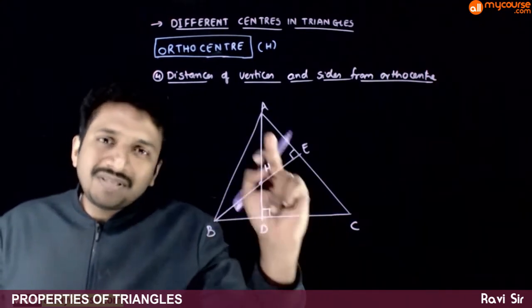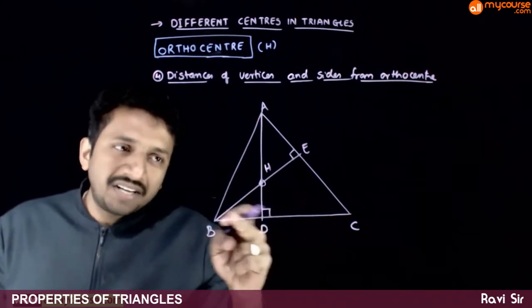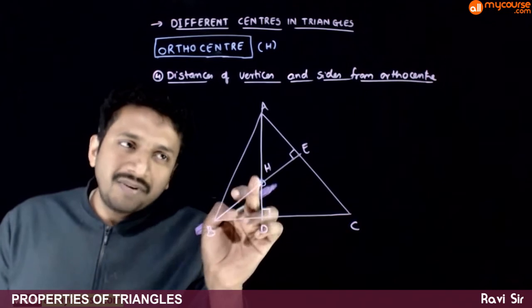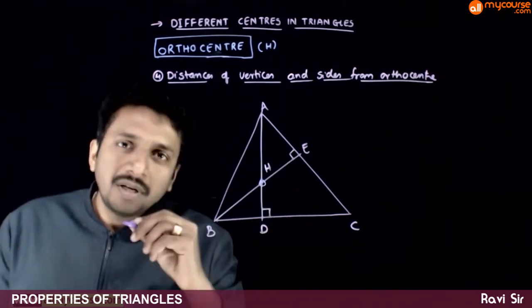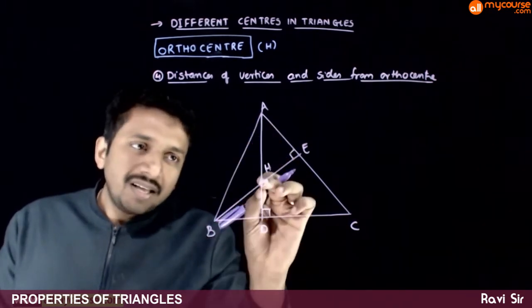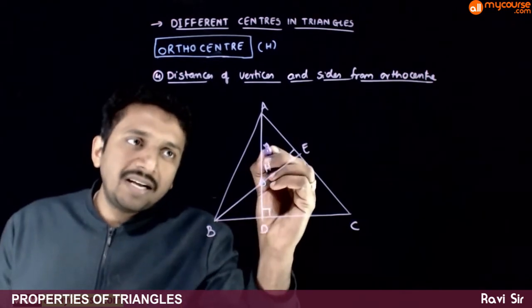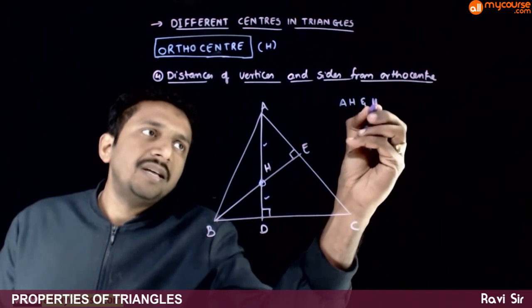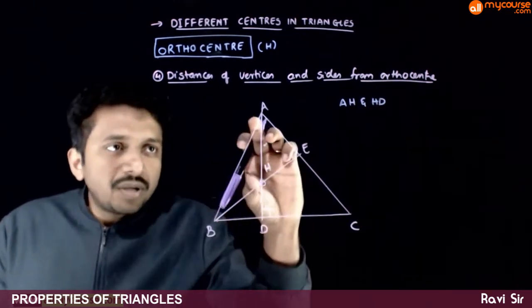So let ABC be the triangle and H be the orthocenter, which is the intersection of the three altitudes. For convenience, let us draw only two altitudes. So H is the orthocenter that you have. What I am trying to calculate is the distance of H from the vertex A and the distance of H from the side BC. So I am trying to calculate AH and HD. So how do I do this? First, to calculate AH.